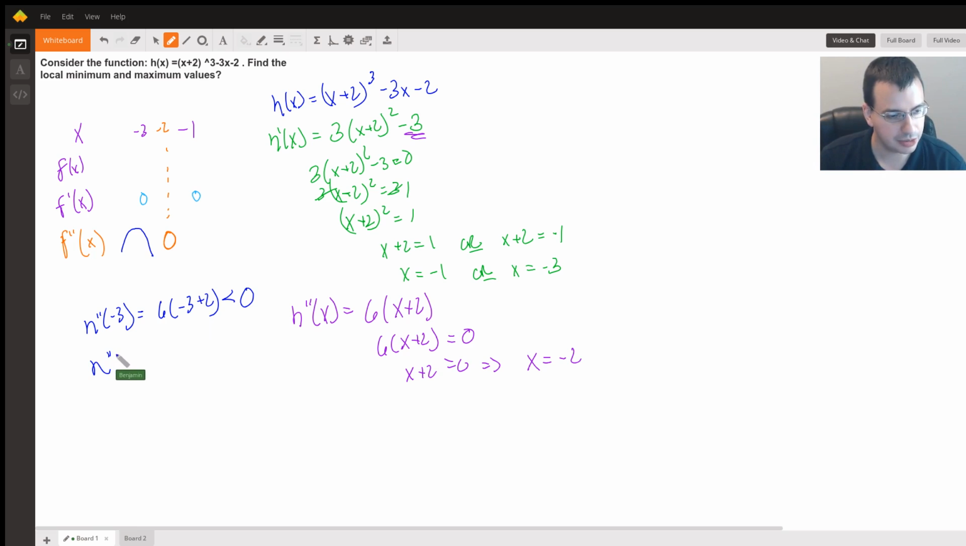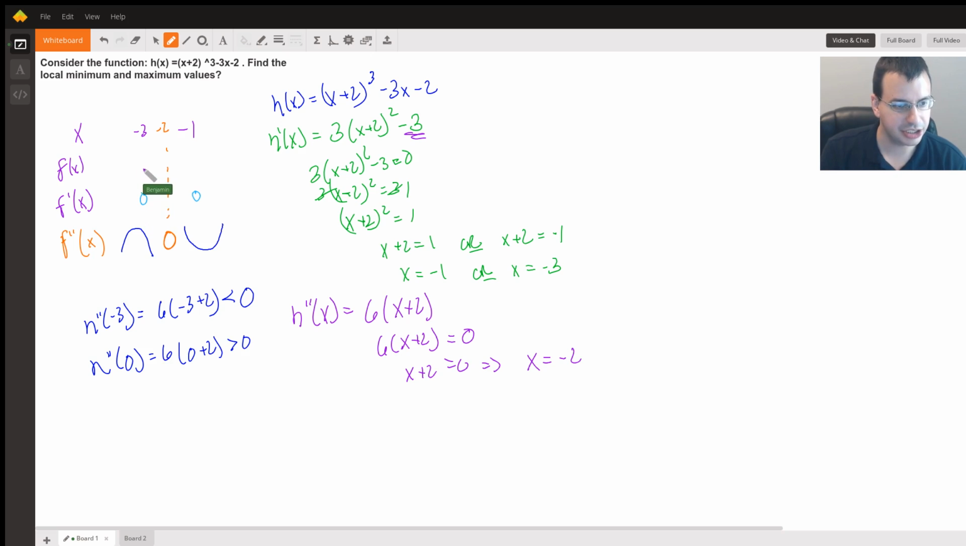Now let's do h double prime of 0. I like to use 0 just because it's easy to do math with. We could have chosen anything that's greater than negative 2. So we have 0 plus 2, which is 2, times 6 is 12. 12 is greater than 0, and so we're going to be concave up. All right. And so from this point, we know that our graph is going to follow a concavity where it comes up and is concave up here and then concave down here.